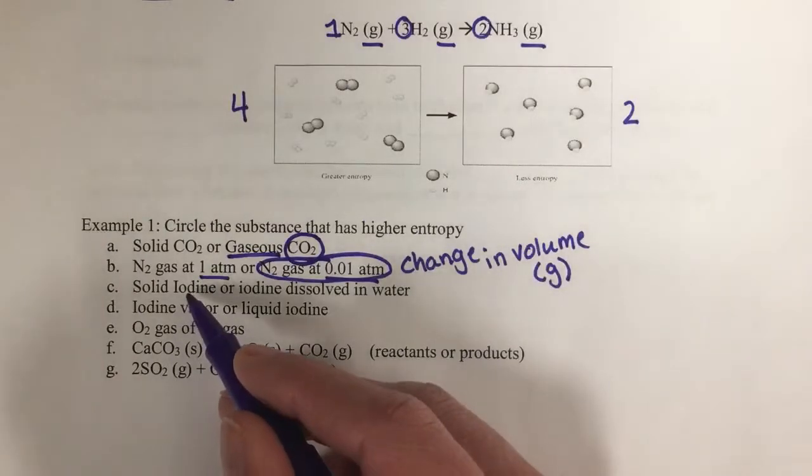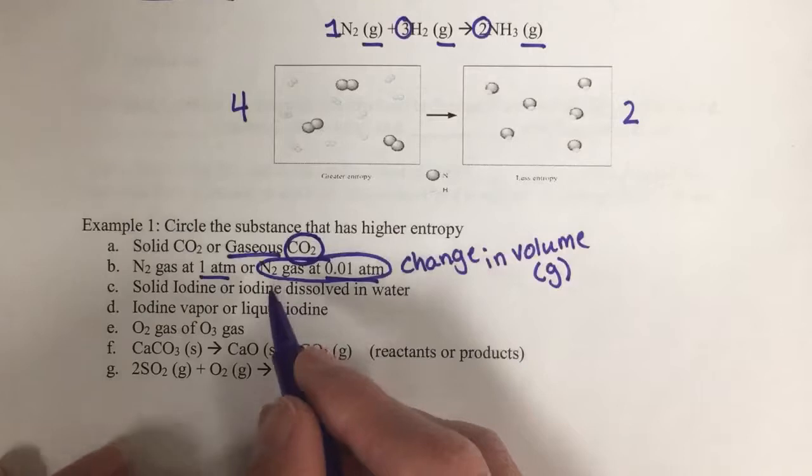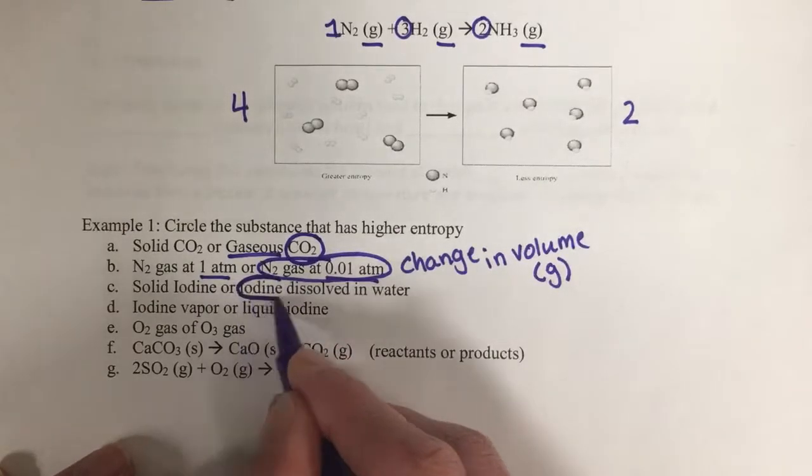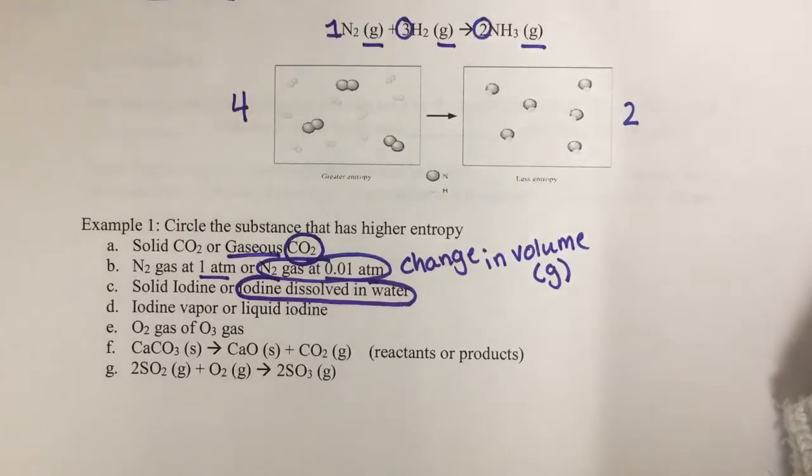Okay? Solid iodine or iodine dissolved in water. Here I've got a pure substance. Here I have a mixture. Mixtures are always more random. Okay? Let's look at D. Iodine vapor or liquid iodine.